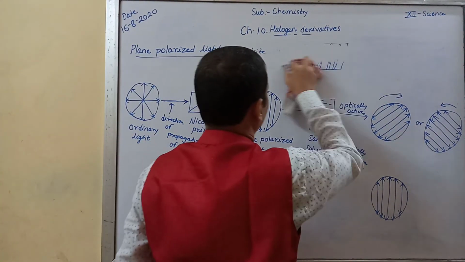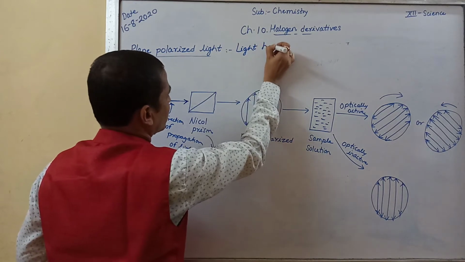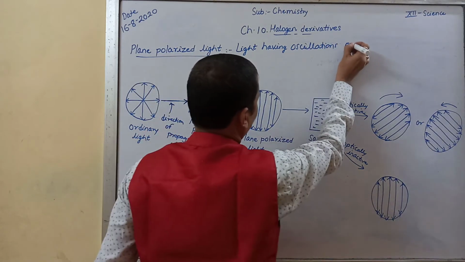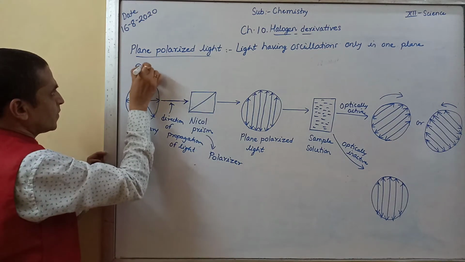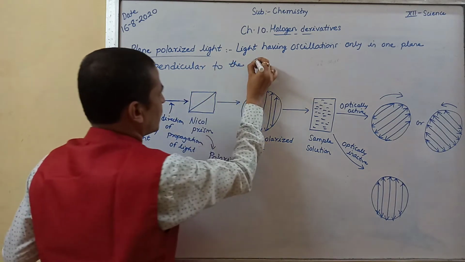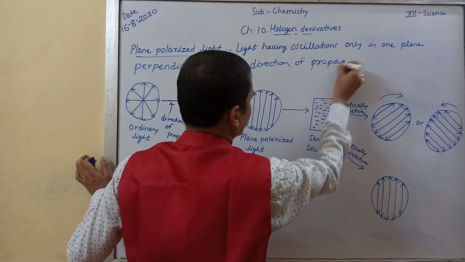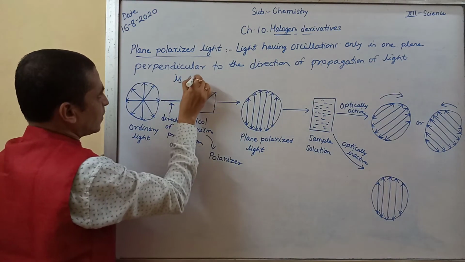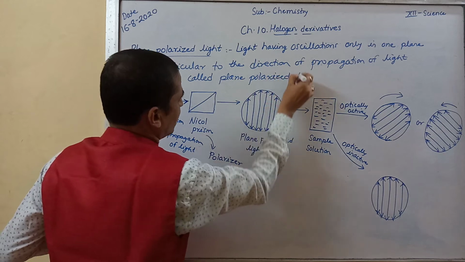Now what is meant by plane polarized light? See, light having oscillations only in one plane perpendicular to the direction of propagation of light is called plane polarized light.